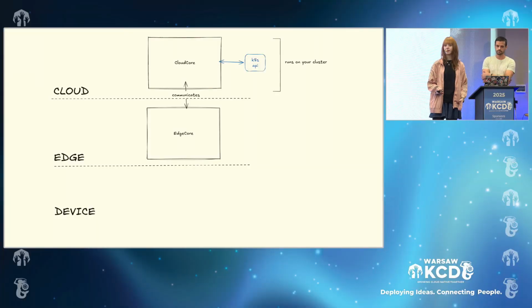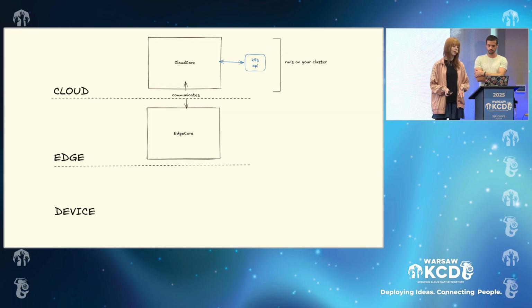And when you look at the cloud layer, you have to be aware that this is not necessarily a cloud provider in this case. This can be any Kubernetes cluster, so your cluster can also be on premises, and oftentimes it is. So on the cloud layer, the first thing you will notice is the cloud core, and this is actually the only entry point from the Kubernetes API into the edge. So all of the communication between your Kubernetes cluster and the edge will go through the cloud core.